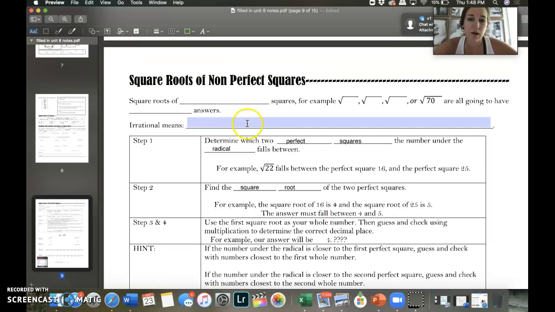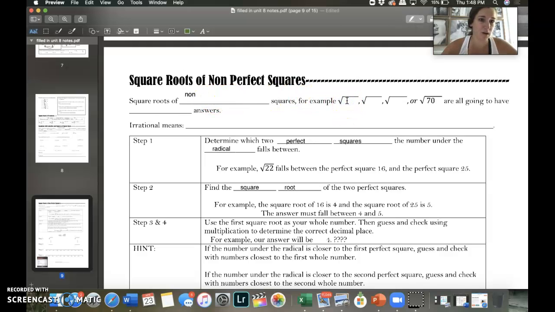So this is square roots of non-perfect squares. For example, what's a non-perfect square? 16 is a perfect square, 4 is a perfect square, 36 is a perfect square. It means that those all could be areas of a perfect square. Well, let's say 2. An irrational number, 10.